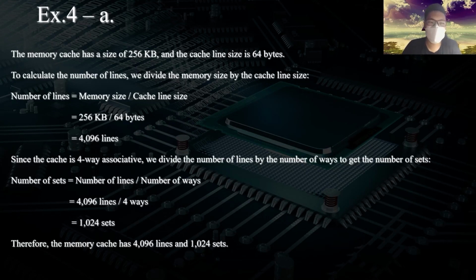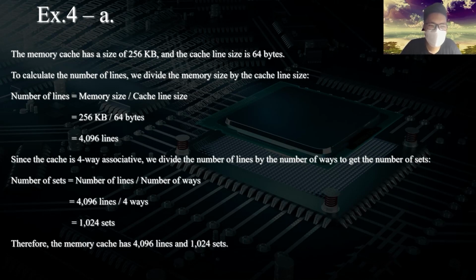Exercise 4, Part A. The memory cache has the size of 256 kilobytes and the cache line size is 64 bytes. To calculate the number of lines, we divide the memory size by the cache line size. Number of lines equals memory size divided by cache line size, which is 256 KB divided by 64, equal to 4096.